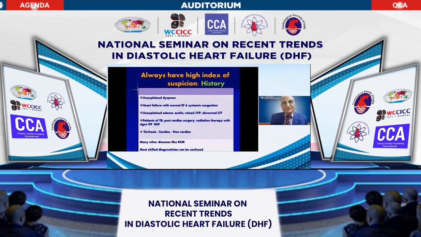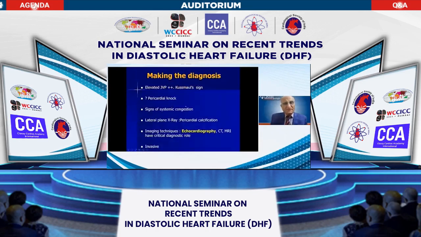So the index of suspicion should always be based on history, whether it is present or not, but it should be looked for when there is unexplained dyspnea, heart failure with a normal ejection fraction and systemic congestion, unexplained edema, ascites, raised JVP, and in patients with tuberculosis, post-cardiac surgery, or radiation therapy who show signs of right heart failure. Then cirrhosis, many other diseases, especially restrictive cardiomyopathy, and lastly, even the most skilled diagnostician can still be confused in the diagnosis of constrictive pericarditis.